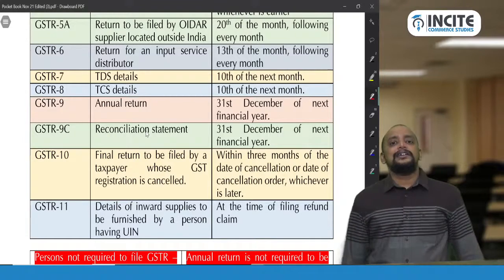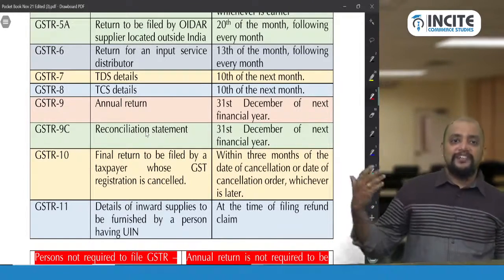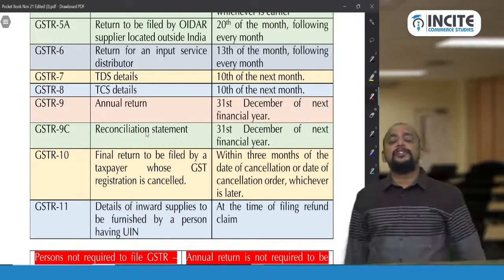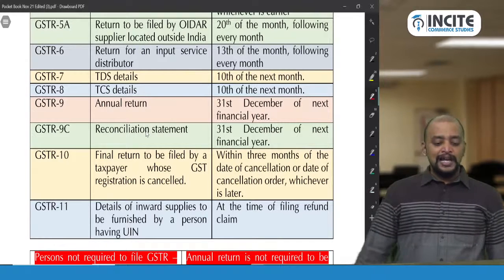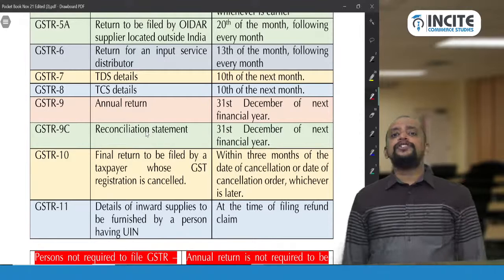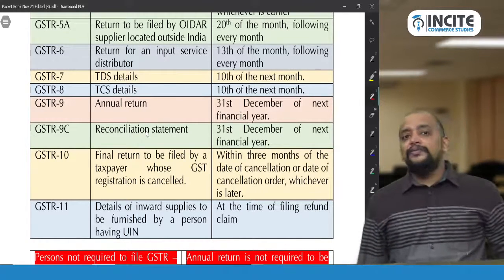So TDS deductor and TCS collector, that is e-commerce operator, they have to furnish return in GSTR 7 and 8 by 10th of the month following every month, and they need to pay tax along with that. GSTR 9 is an annual return, and that annual return is to be filed by 31st December of the succeeding financial year. 9A we don't have.